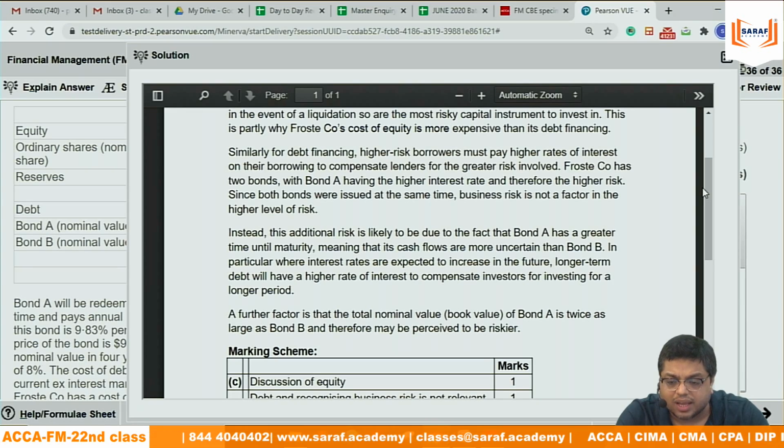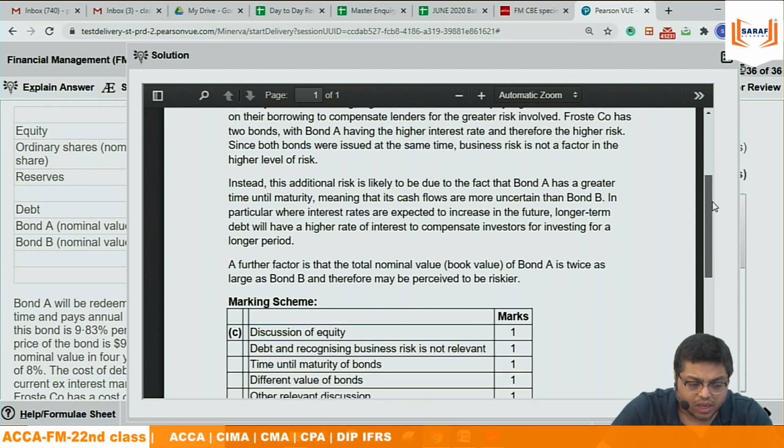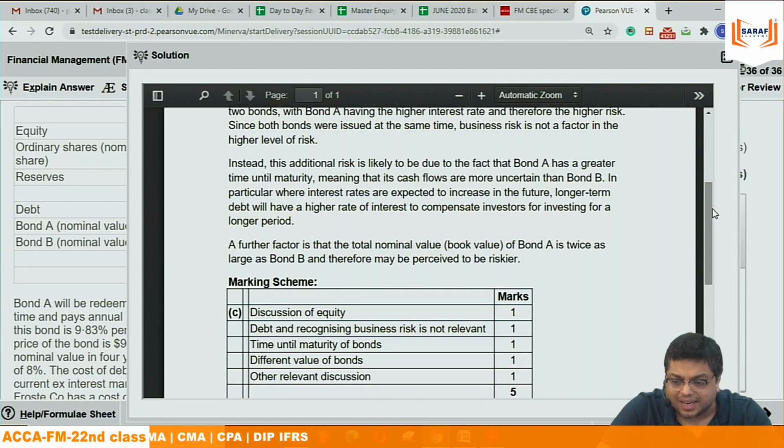In particular, where interest rates are expected to increase in future, longer term debts will have a higher rate of interest to compensate investors for investing for a longer period. What they are saying is, if the longer term bond is there, you will be getting interest, you can reinvest. But in the short term bonds, the reinvestment will be very less.